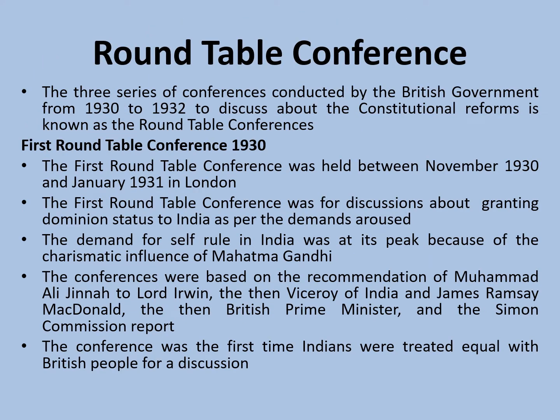Next is Roundtable Conference. The three series of conferences conducted by the British government from 1930 to 1932 to discuss the constitutional reforms in India is known as Roundtable Conference. The first Roundtable Conference happened from November 1930 to January 1931 in London.